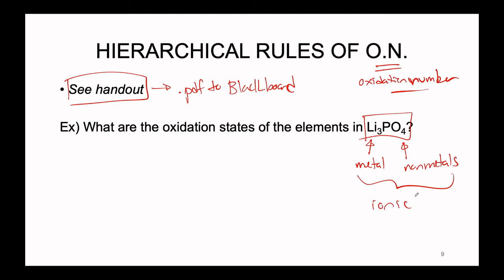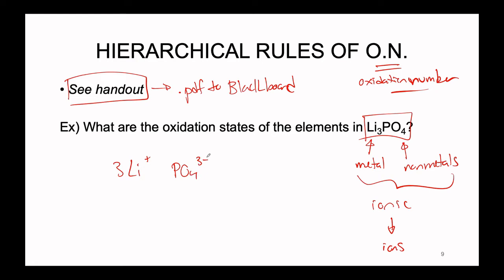The reason why this is helpful is that, according to the hierarchical rules of oxidation numbers, the total charge on your species is going to be useful in determining the oxidation numbers of the pieces inside. Since we don't have a charge overall on this compound, it's useful to break it down into its ions to get a better idea of the oxidation numbers. So let's break down our lithium phosphate. We have 3 lithium pluses, and we have 1 phosphate with a 3- charge.